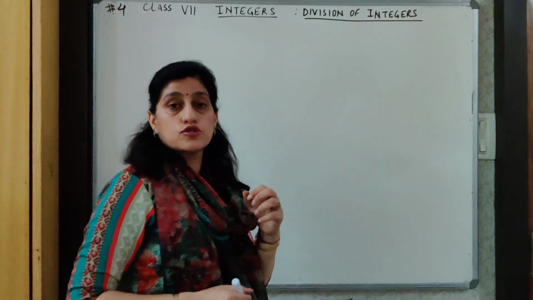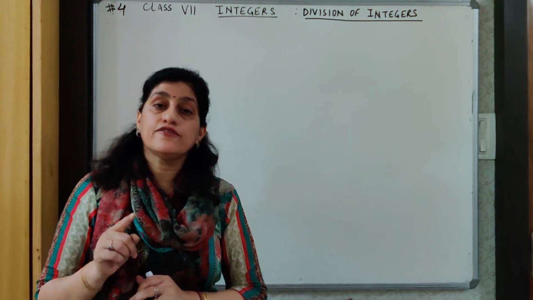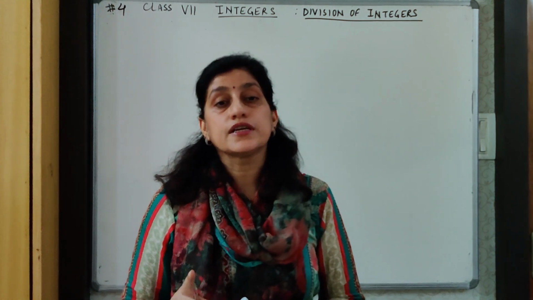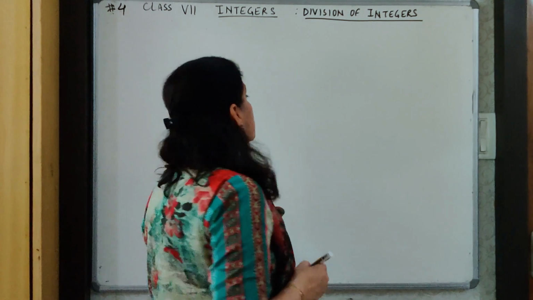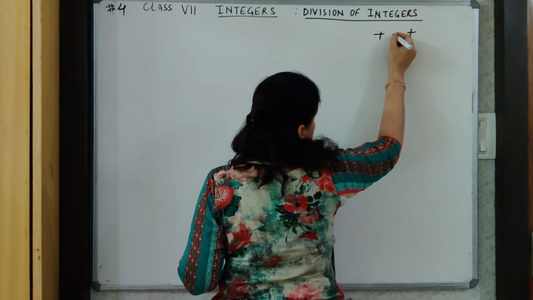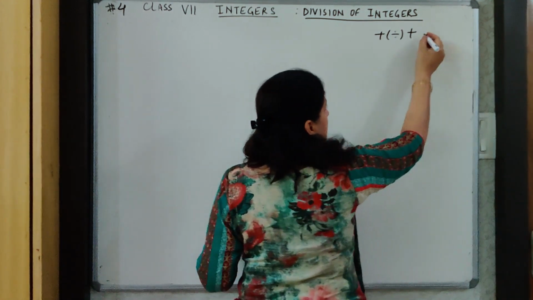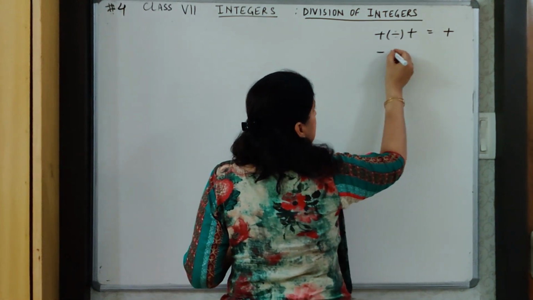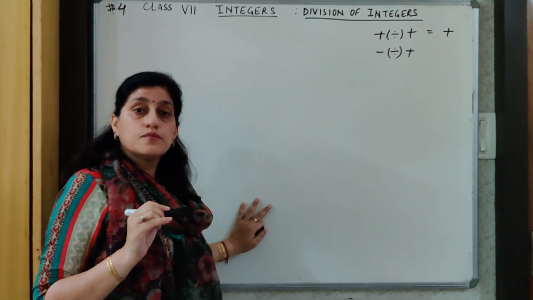In division of integers also, first we have a certain set of rules for the division of signs, just as we had for the multiplication of signs. So we will quickly understand those signs and then proceed towards doing some questions of division of integers. So here we begin. If we have two positive integers and these two are divided, the result will also remain as plus. If I take a negative integer and divide it with a positive integer, the result is minus.